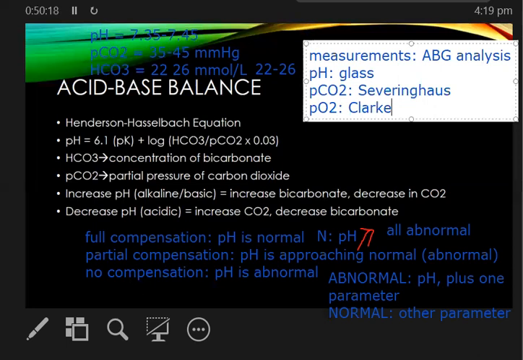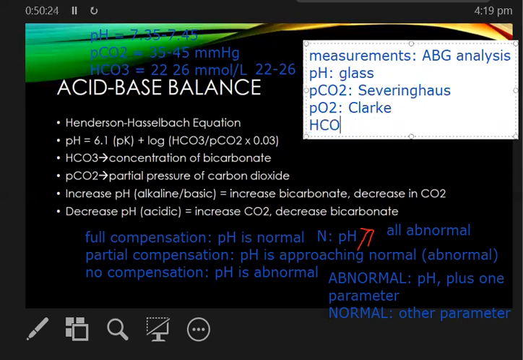So take note, class, that in the case of your arterial blood gas analysis, your HCO3 is a calculated parameter. We do not measure your bicarbonate.